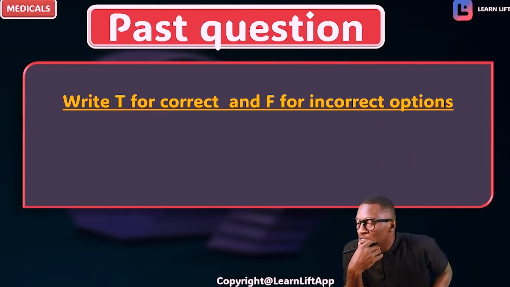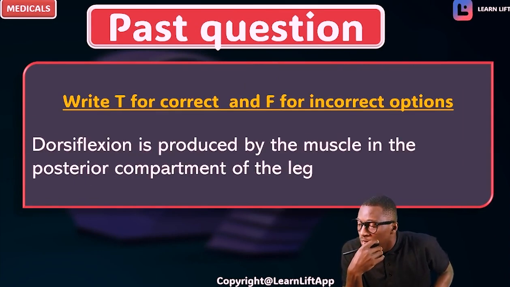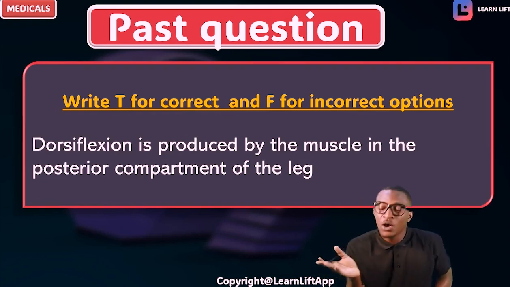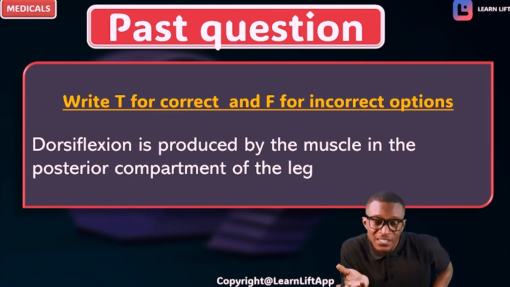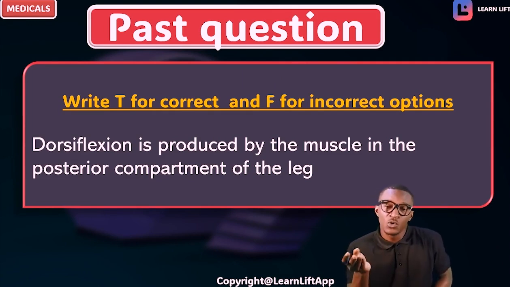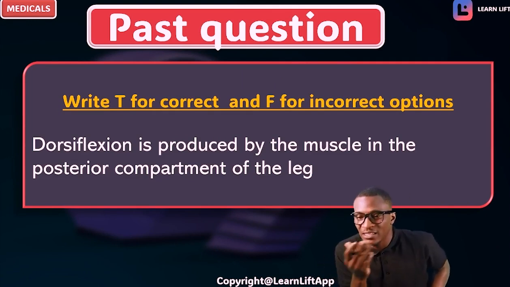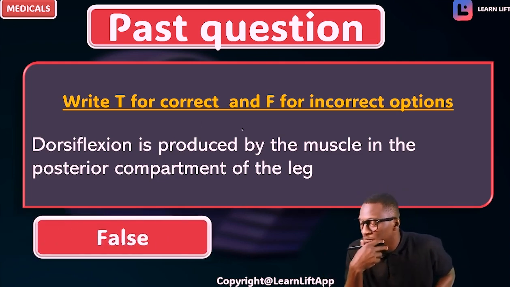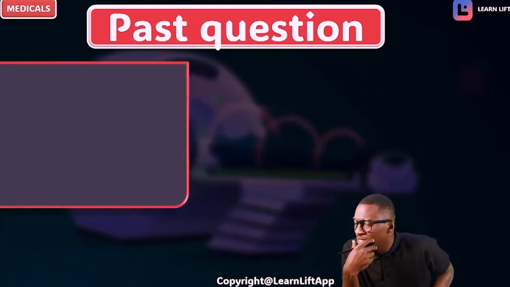The past question says dorsiflexion is produced by the muscles of the posterior compartment. The posterior compartment helps to plantar flex. They flex the toes. They help to plantar flex the ankle and to flex the toes. They are saying dorsiflex. No, this is false. Quickly, if you say you understand, let's see another past question.